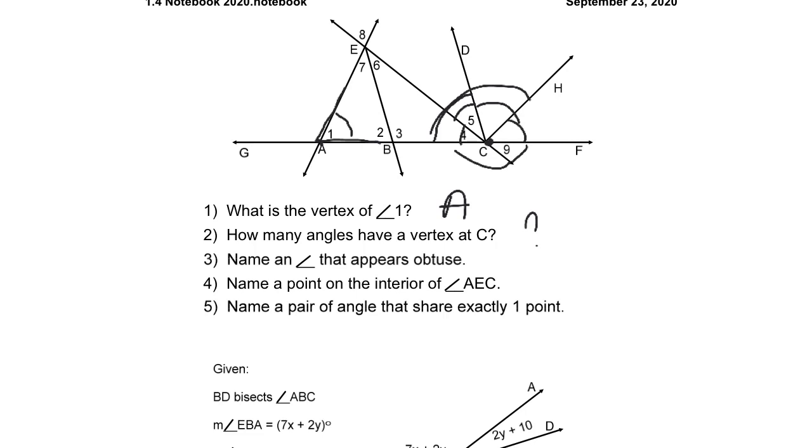Name an angle that appears to be obtuse. Okay, and this answer is not unique, but let's think about this angle over here. Do we agree this angle appears to be obtuse? So this one I can say angle GAE. But again, this answer is not unique. Name a point on the interior of angle AEC. So AEC is this angle over here. Okay, and name a point on the interior, so that will be point A.